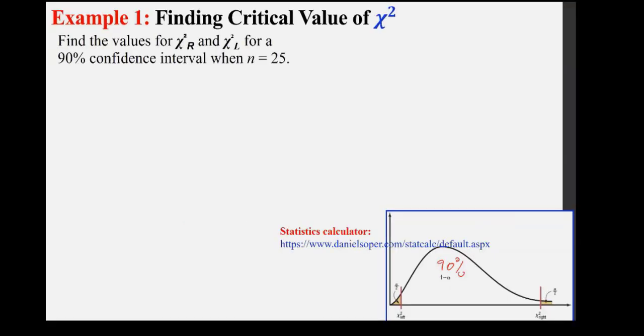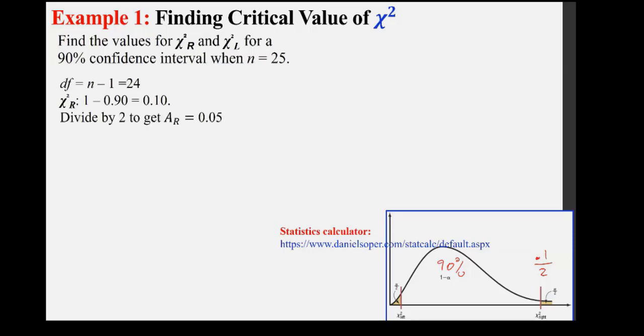If this is 90%, that means on each side you have 10%, or 0.1, divided by 2. Degrees of freedom is n minus 1. Chi-squared of the right is 0.1 as far as the area is concerned, divided by 2, so you get 0.05 to the right. What is important to understand is the way you do the reading of the table: you need the area to the right. So for chi-squared of the right, the area to the right is 0.1 divided by 2, or 0.05.